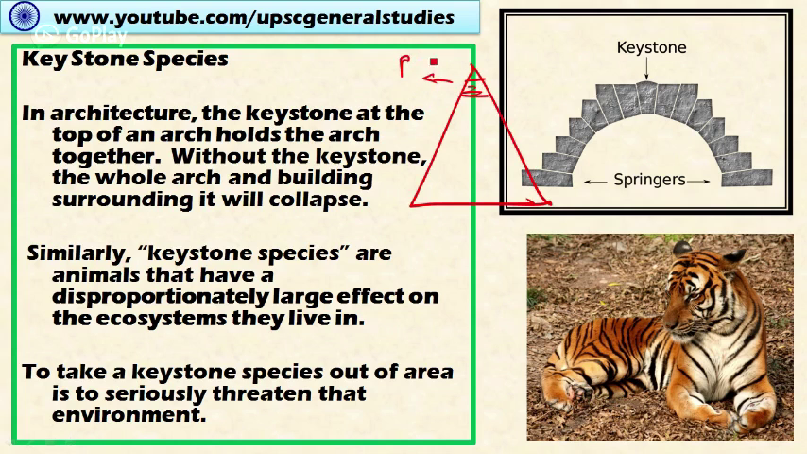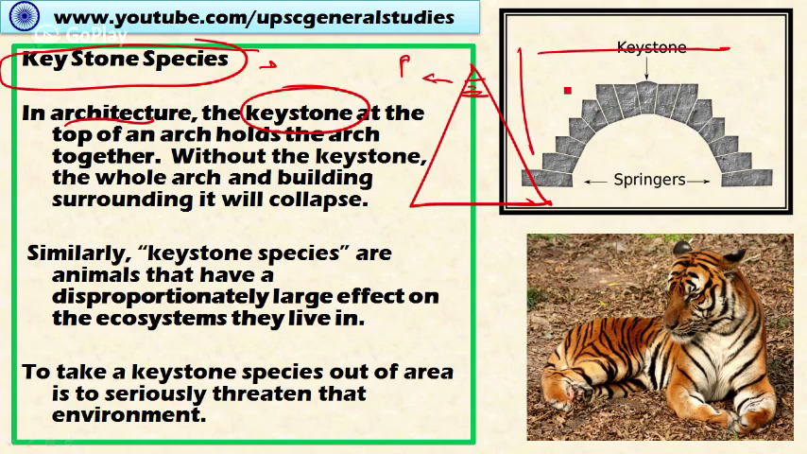Also, the tiger is one of the keystone species. In architecture, there is a concept called the keystone. This keystone supports the entire arch and the surrounding structure of the building. If you remove this keystone, the entire arch along with the surrounding building structure would collapse. So it provides stability to the structure. Similarly, in the forest ecosystem as well as any other ecosystem, there are certain species which act as a keystone. These species are called keystone species.